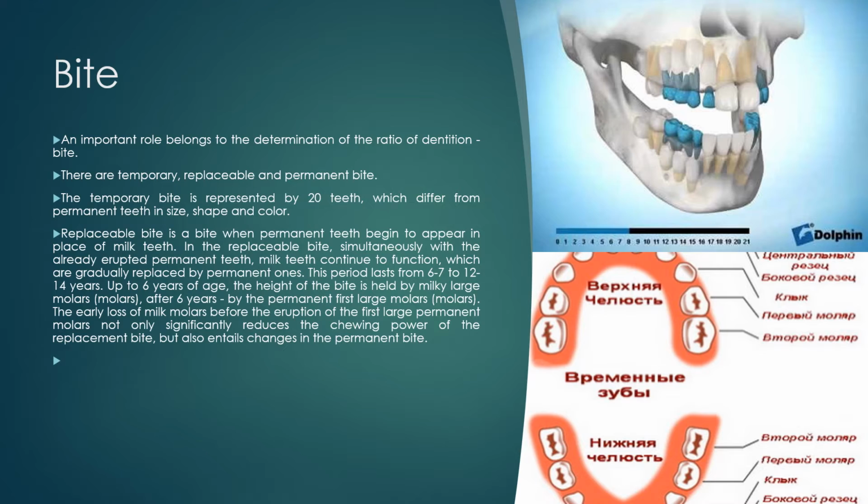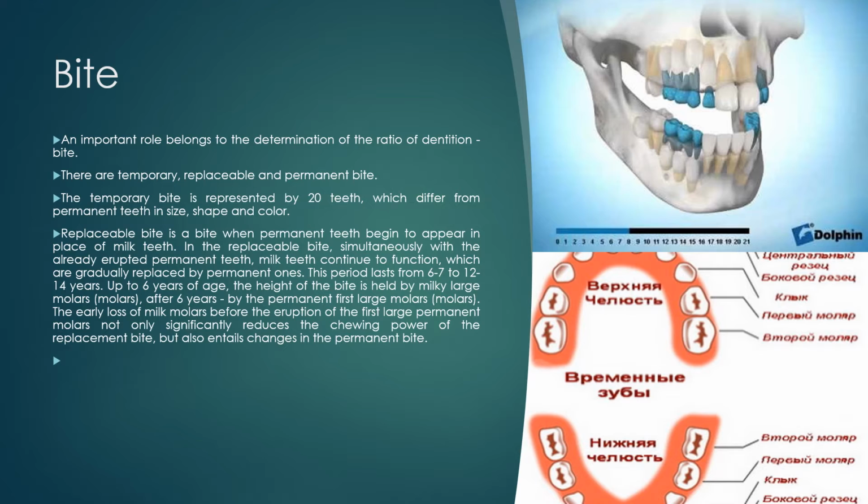The bite of the patient. An important role belongs to the determination of the ratio of dentition, or we can call it the bite or occlusion. There are temporary, replaceable, and permanent bite. The temporary bite is presented by 20 teeth, which differ from permanent teeth in size, shape, and color. Replaceable bite is a bite when permanent teeth begin to appear in place of the primary teeth.